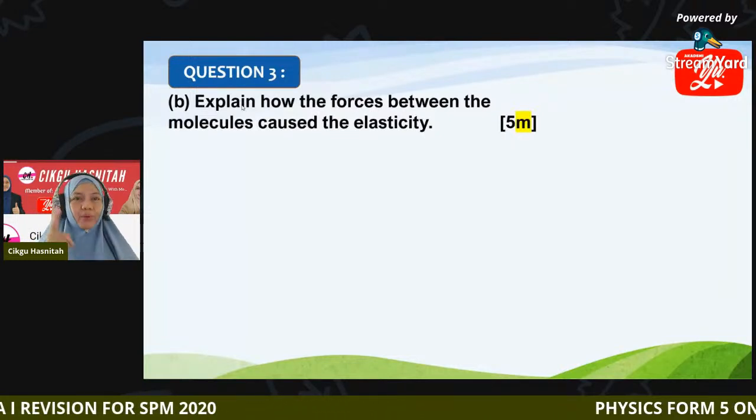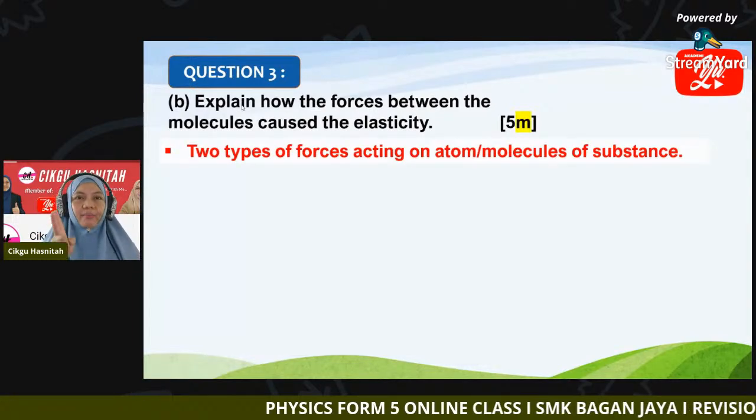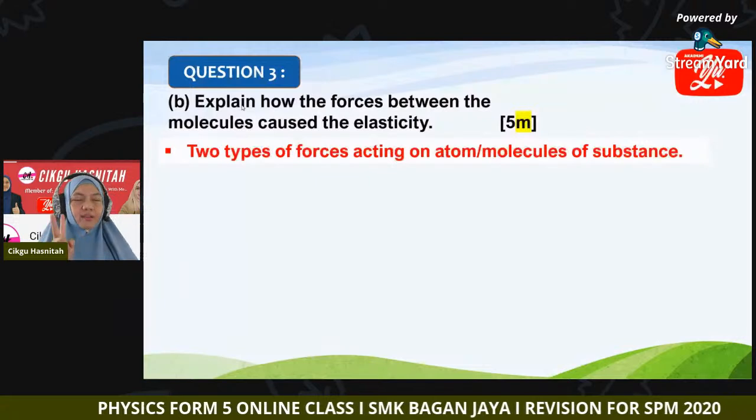So how to say this? Number 1, you can mention there are 2 types of forces acting on a molecule or an atom of a substance.